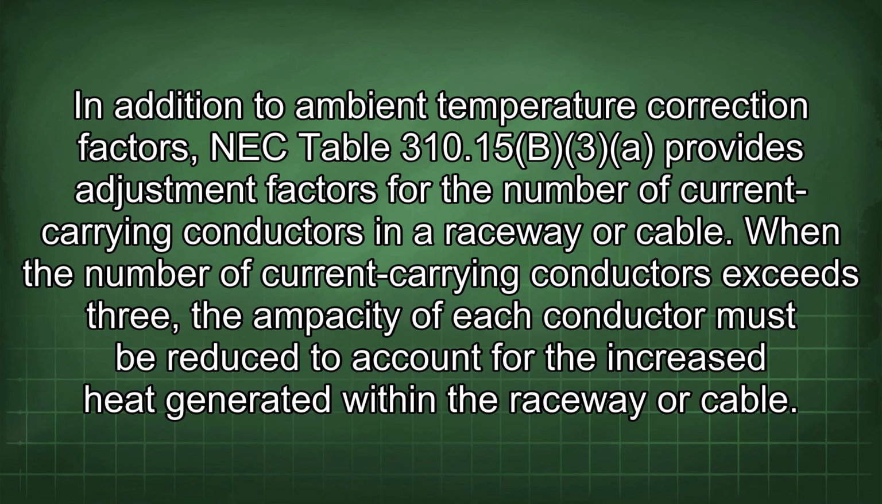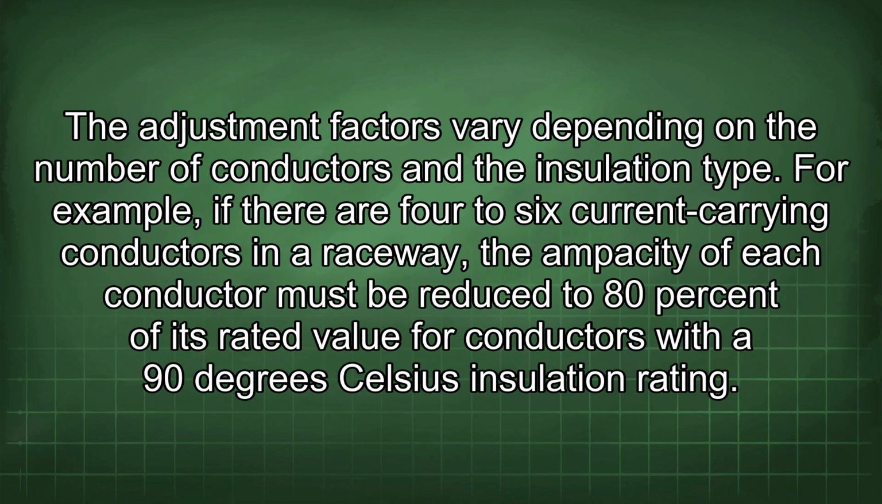In addition to ambient temperature correction factors, NEC Table 310.15(B)(3) provides adjustment factors for the number of current-carrying conductors in a raceway or cable. When the number of current-carrying conductors exceeds 3, the ampacity of each conductor must be reduced to account for the increased heat generated within the raceway or cable. The adjustment factors vary depending on the number of conductors and the insulation type. For example, if there are 4 to 6 current-carrying conductors in a raceway, the ampacity of each conductor must be reduced to 80% of its rated value for conductors with a 90 degrees Celsius insulation rating.